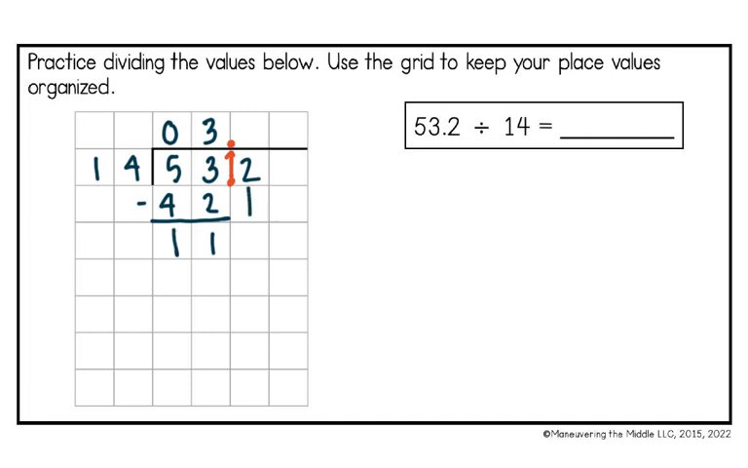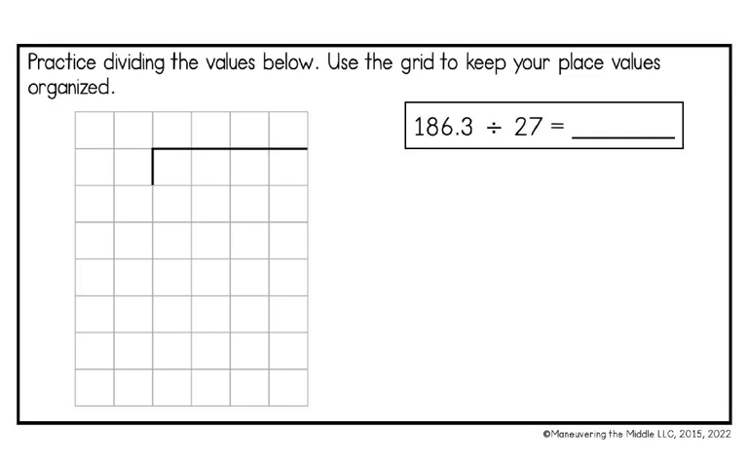And then I'm going to go ahead and bring down that 2. Now we have 112. So now I'm going to see how many times 14 can go into 112, and that is 8 times. And 8 times 14 is 112. Go ahead and subtract, and we get 0. So we are done. So our answer is 3.8.